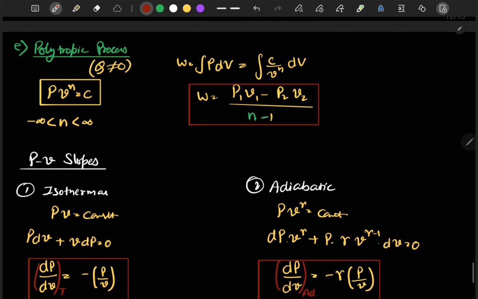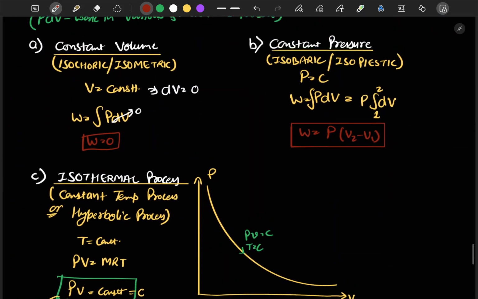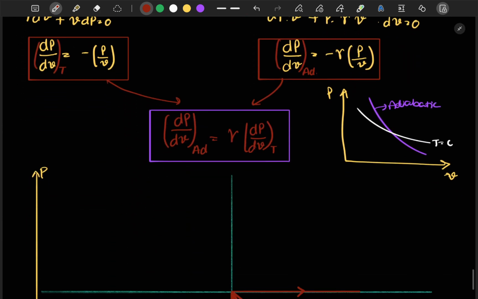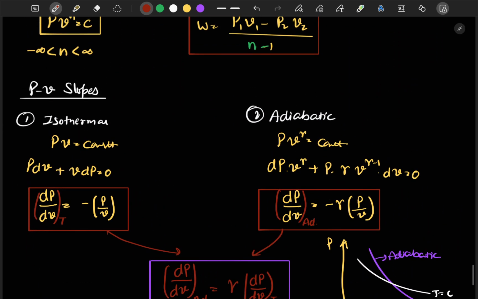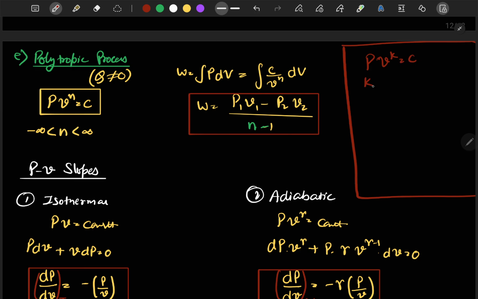Okay, so you can see that all these equations, whether for constant pressure, constant volume, isothermal, polytropic, or adiabatic, can be written in the form PV^k = constant. So if we put in a value of k, we will see what process it becomes for different values of k.